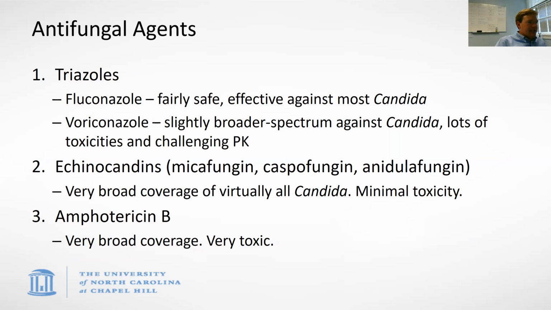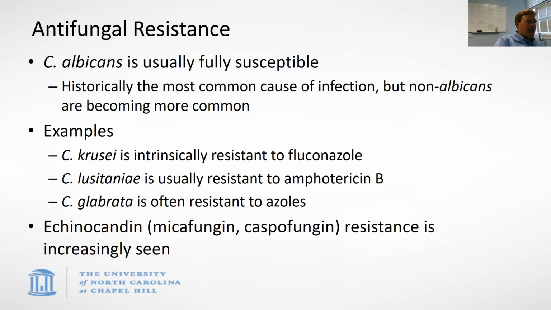The second class is called the echinocandins: micafungin, caspofungin, and anidulafungin. These are great for almost all Candida and have really minimal toxicity and kill Candida really well. So for real Candida sepsis, if the patient's really sick, these are usually the drug of choice. And then amphotericin B is going to kill all but just a very small number of Candida isolates. Very broad coverage. It's also extremely toxic, especially if there's any baseline renal issues in the patient to start with.